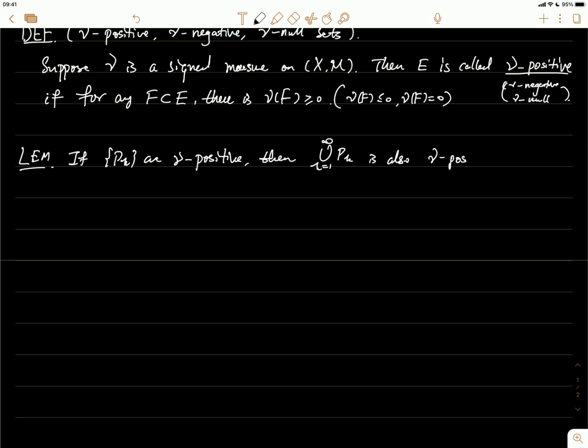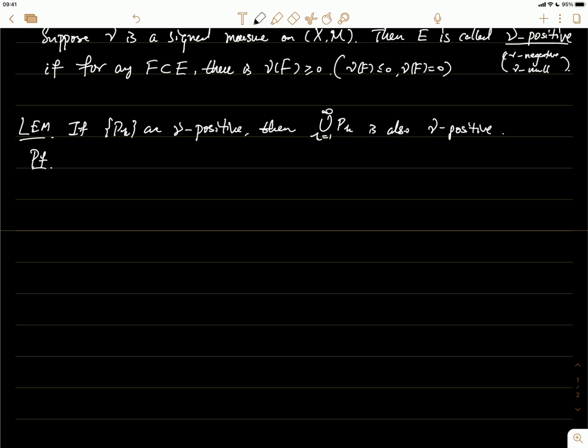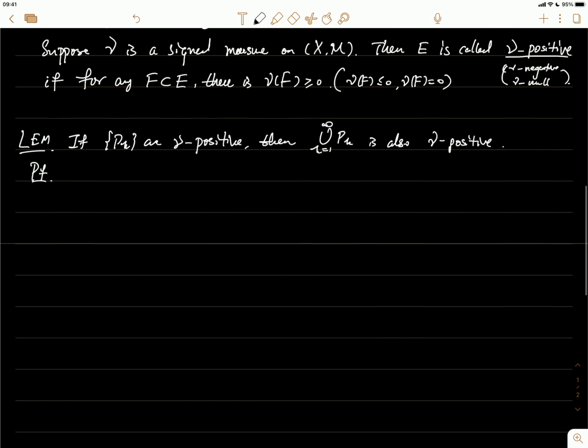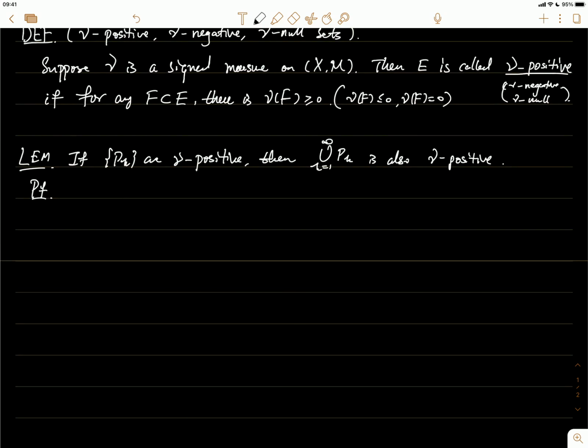Okay, so similarly, you can do the negative part, new negative. If the older sets are new negative, then the union of them is also new negative. How to prove this? According to our definition, we want to show this set is new negative. We just need to show that for every subset of this union, the measure is non-negative.